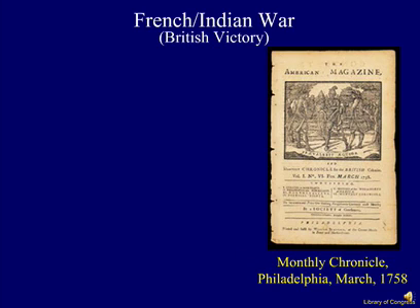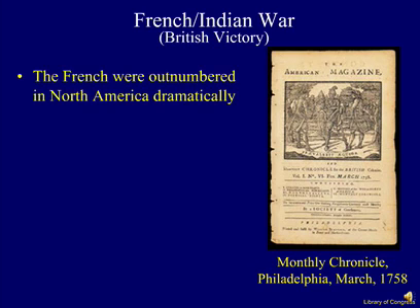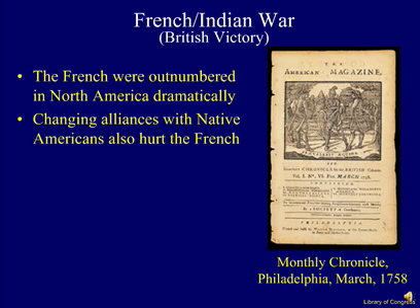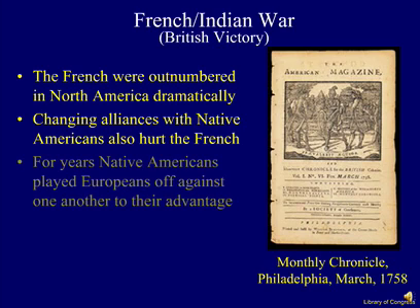The French were hurt by the fact that they were outnumbered so dramatically by the English colonists. However, their efforts were also damaged by the changing alliances involving Indians. For decades, Native Americans, particularly the Iroquois, were successful diplomats who played European powers off against one another. Up to 1758, there was a tendency to side with the French, but things changed in that year.